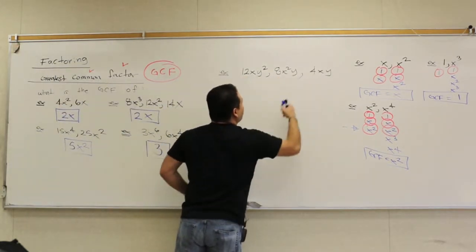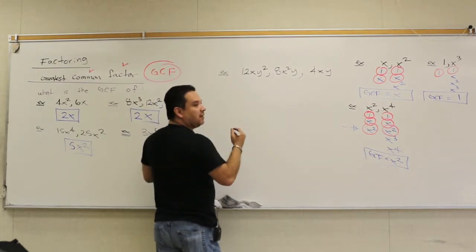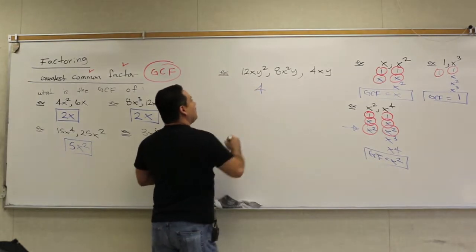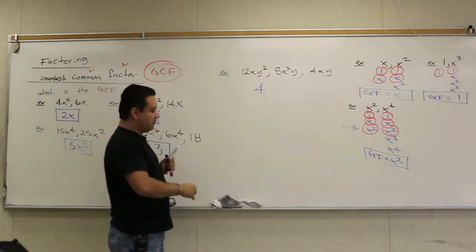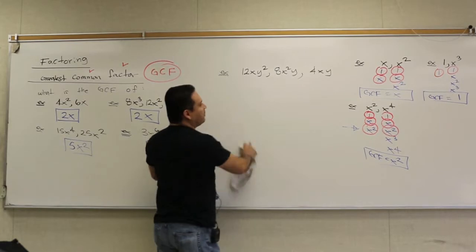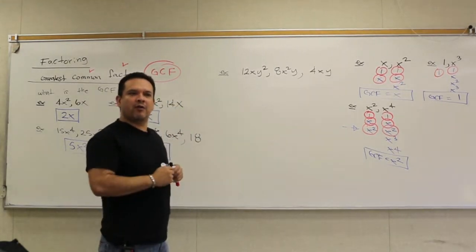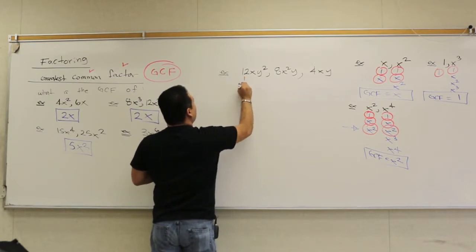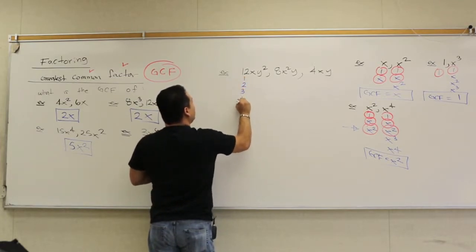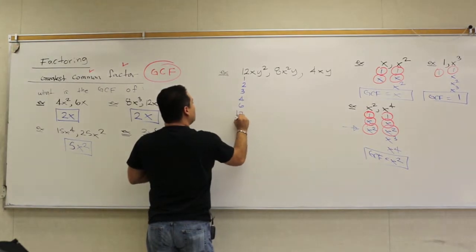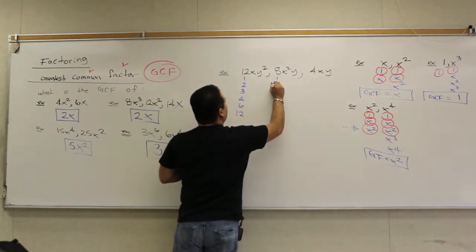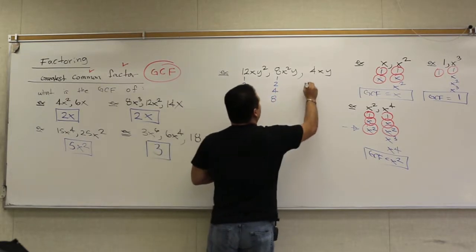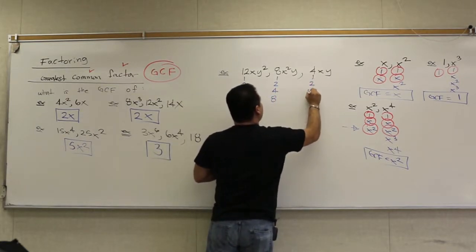12, 8, and 4. What's the greatest common factor? Is it 4? How do you know? What if you don't know? Did we do it 12, 8, and 4? Are you sure? All right, let's see. What are factors of 12? 1, 2, 3, 4, 6, 12. What are factors of 8? 1, 2, 4, and 8. What are factors of 4? 1, 2, and 4.